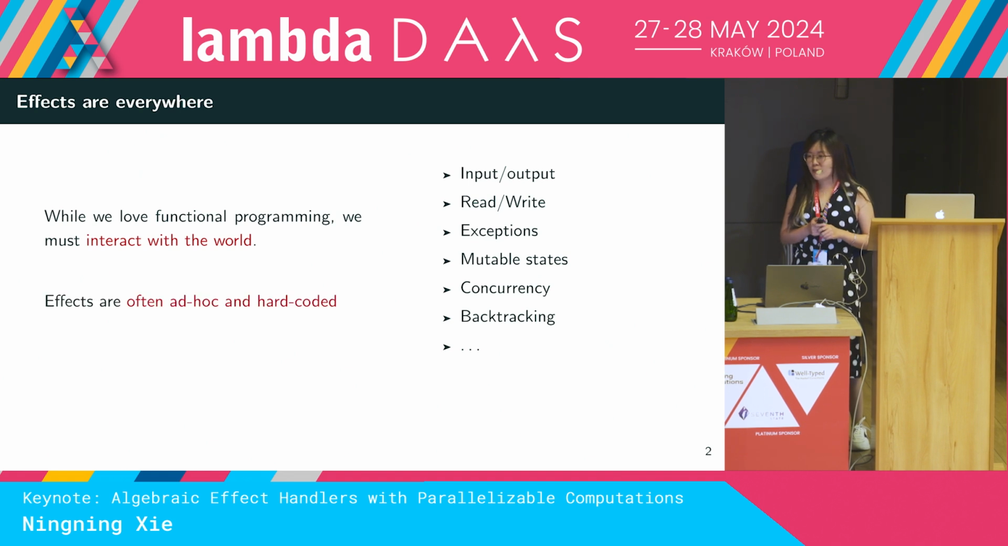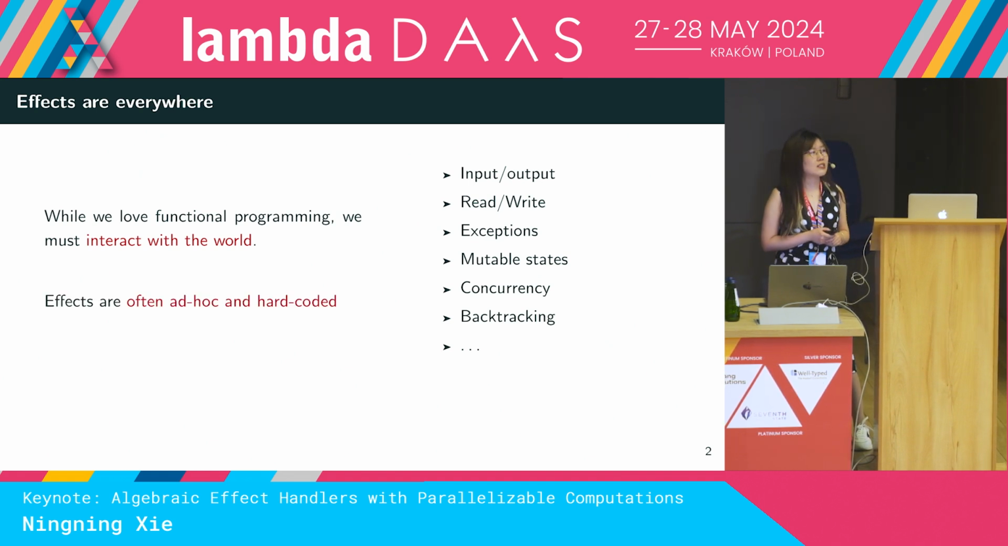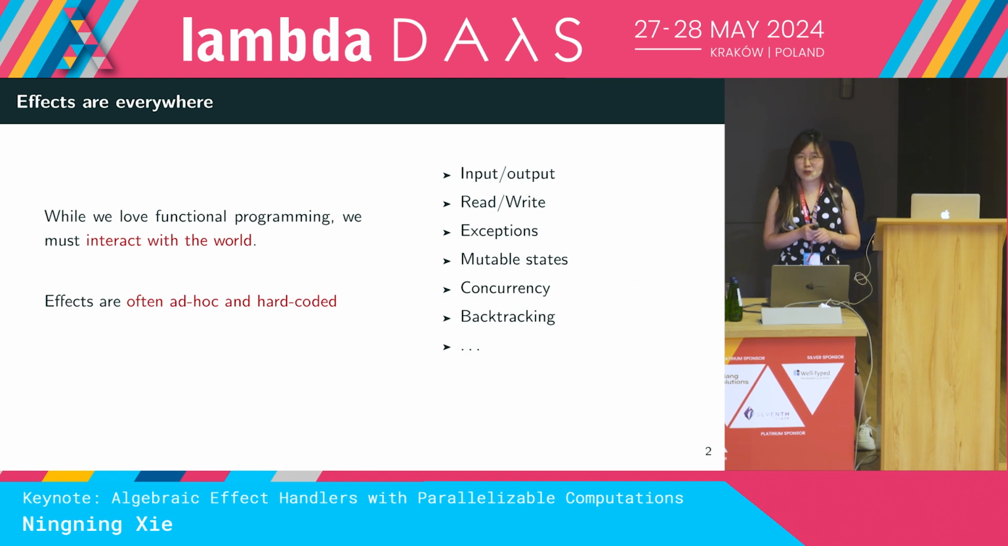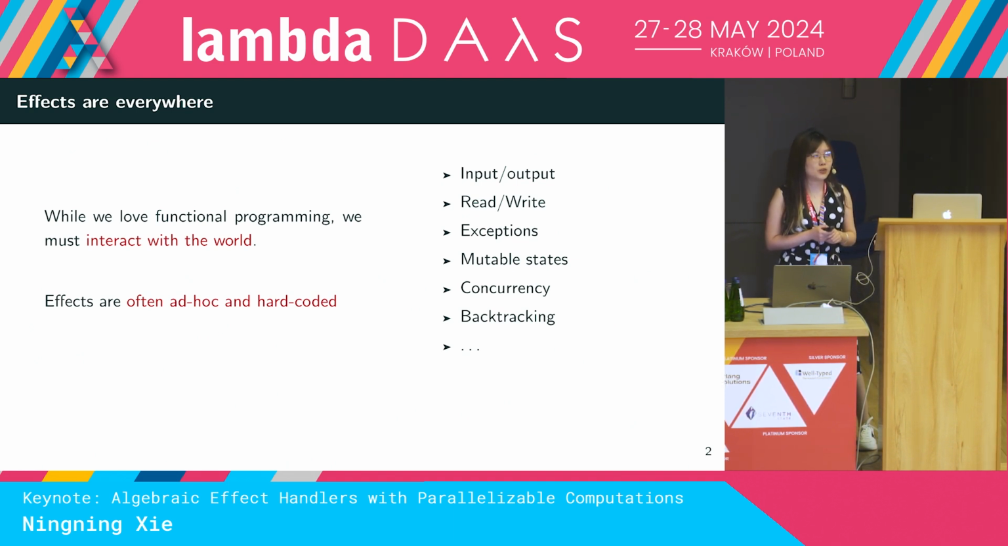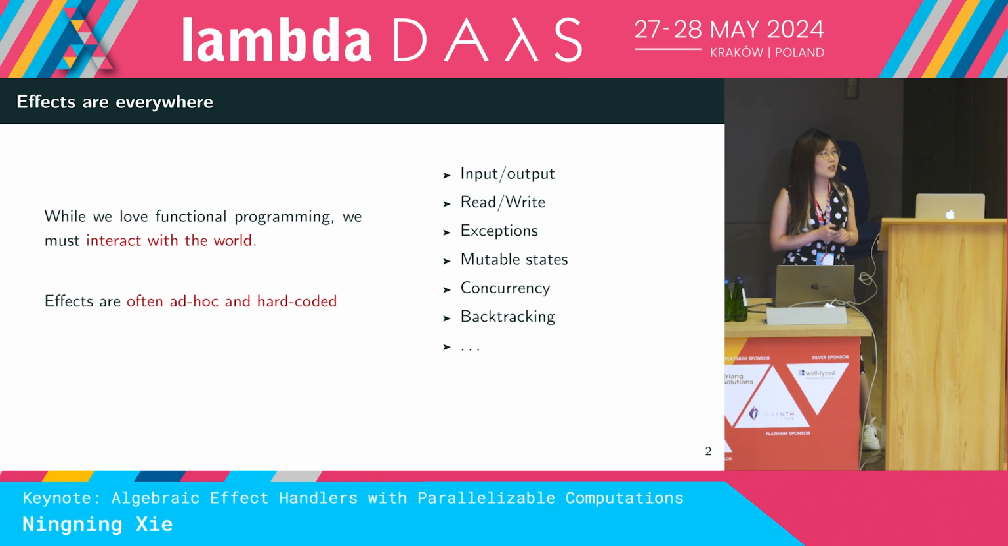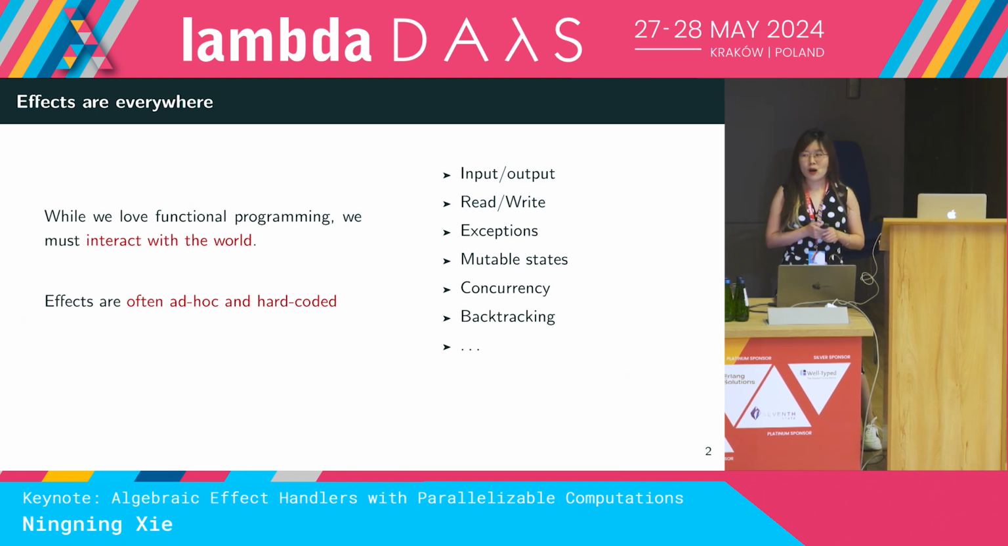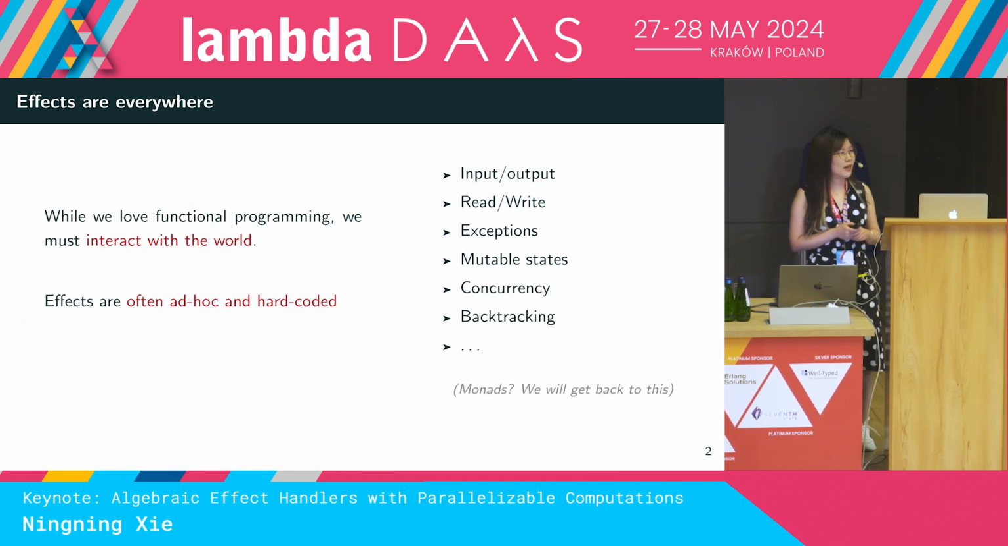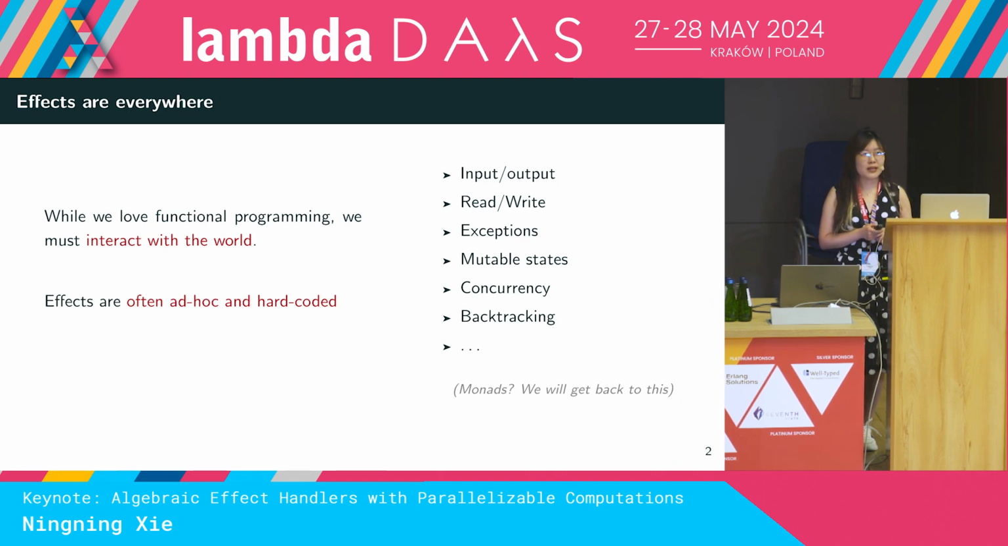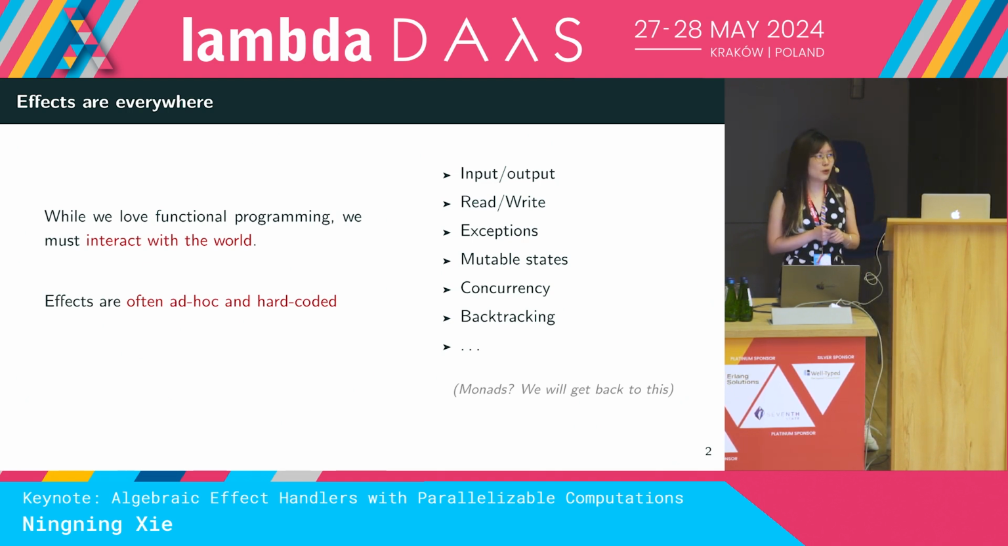But in many programming languages, those effects are often ad hoc and hard-coded, in the sense that each of the effects is implemented separately, and you cannot really change the behavior of those effects. So the question is, how can we support computational effects in a modular way? Well, the first thing that comes to mind might be monads. We will get back to this when we briefly compare algebraic effect handlers to monads and monad transformers.